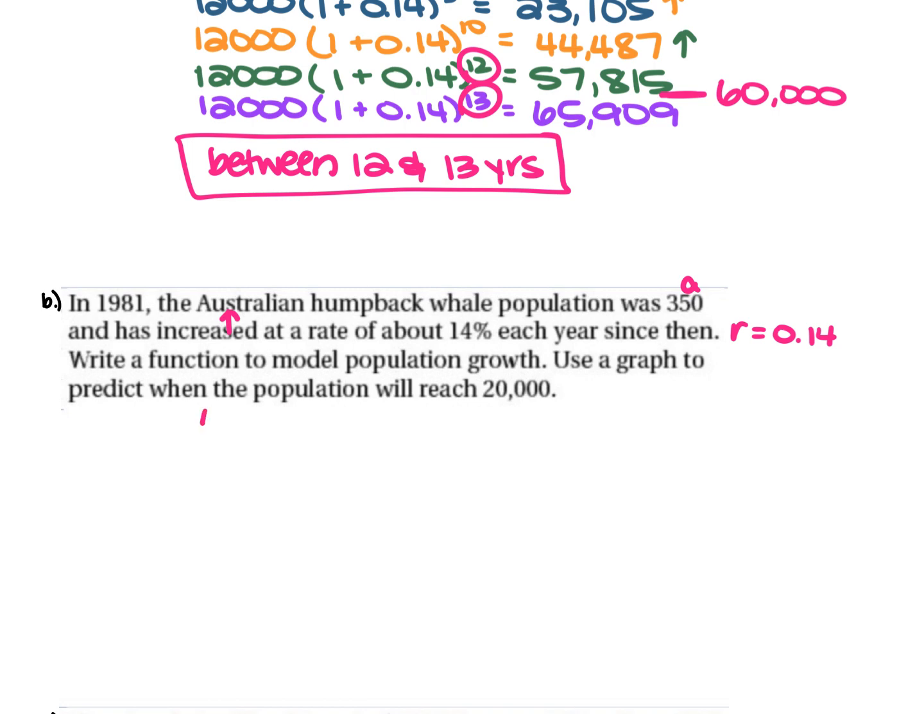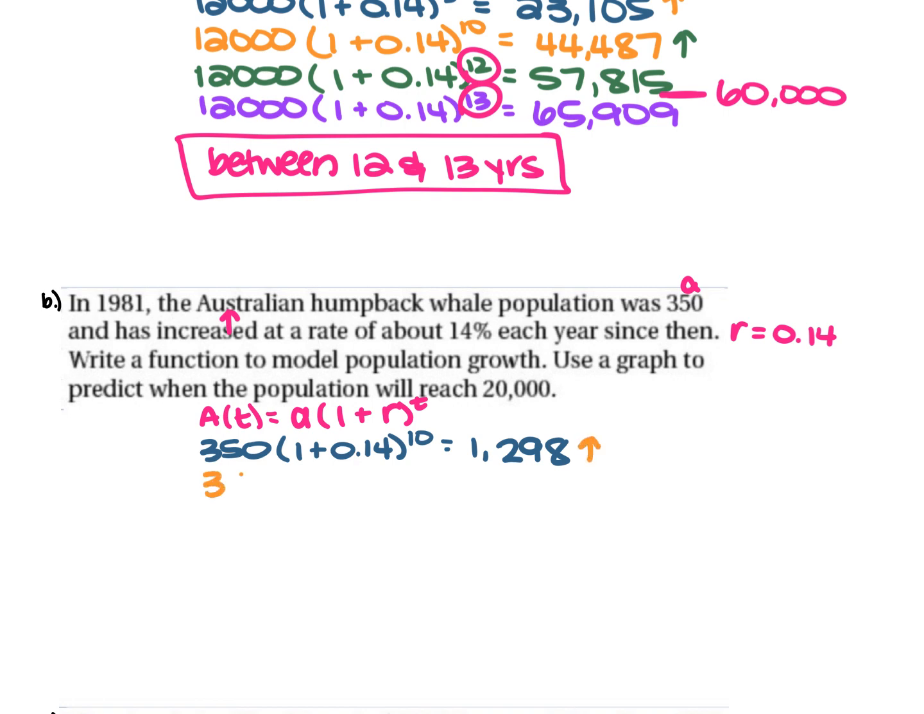So this one, again, we're going to use A of t is equal to A times 1 plus, since we have an increase, r to the power of t. So we're going to start at 350 times 1 plus 0.14 to the power of, I'm going to try 10 on this one, just because I have such a large gap between the 350 and the 20,000. So this would give you 1,298.